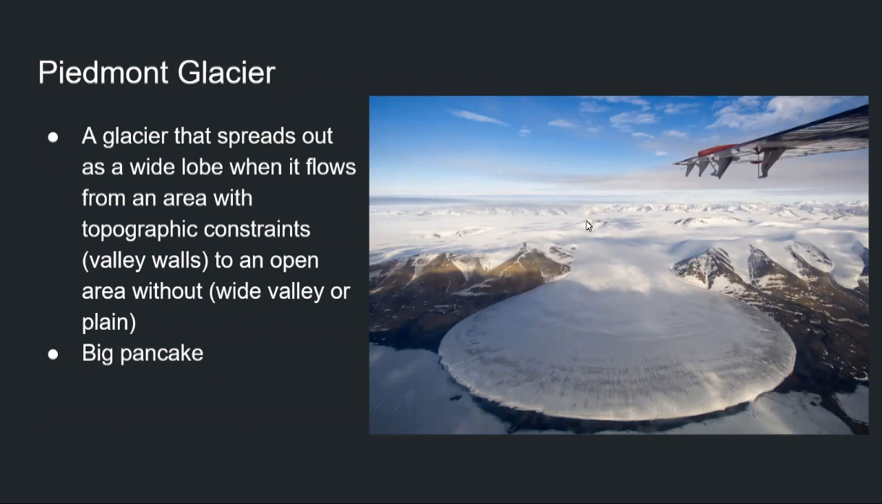And if you were to pour honey here, for example, and have it flow downhill, it will probably make a similar shape. So they look like big pancakes. They can be pretty big glacier shapes. And the key word there is unrestricted flow.